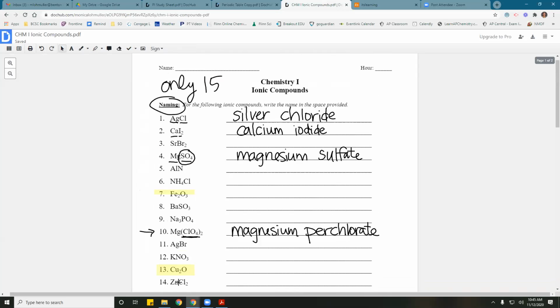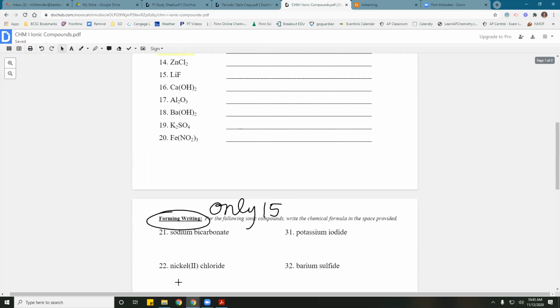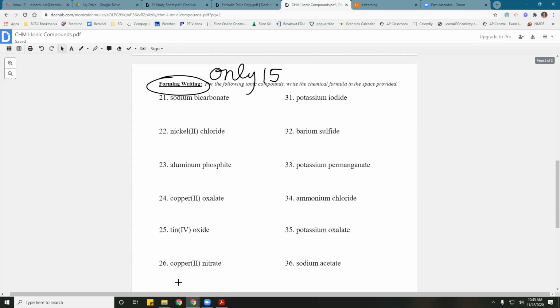So again, if you join late, I have decided that you only have to do 15 on the front and 15 on the back. So instead of doing 40, you only have to do 30 total.